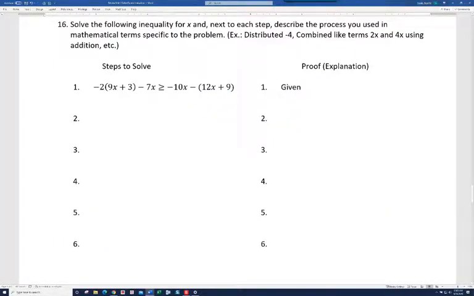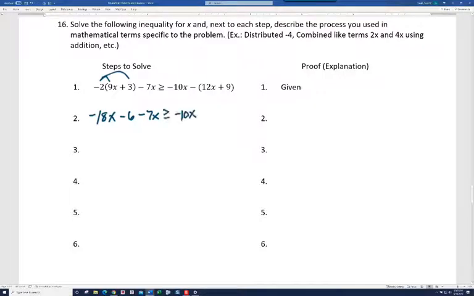Okay, so on number 16, we're going to do the same kind of thing we did with equations. Basically we're solving each inequality for x, and we're going to give our explanations. All right, so let's go ahead and get started here. You can see on number 1, we've got a lot of simplifying to do. Mainly, I think, first of all, we want to get rid of those parentheses, and so we're going to distribute. So negative 2 times 9x is negative 18x, and negative 2 times 3 is negative 6. It's negative 6, so we'll subtract 6. And then bring down that minus 7x.